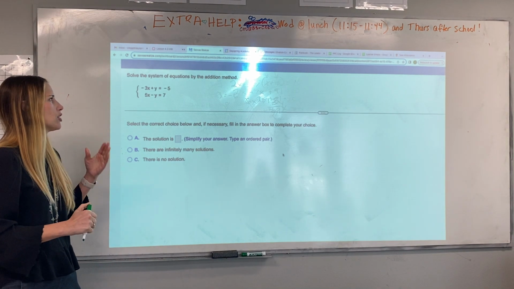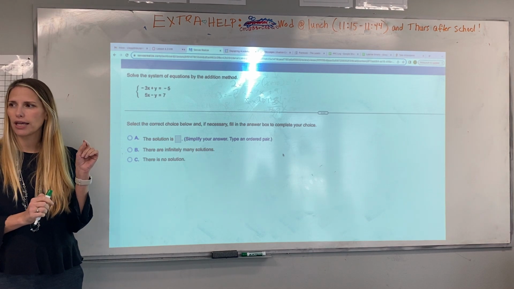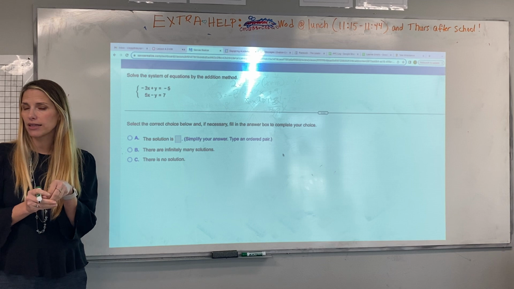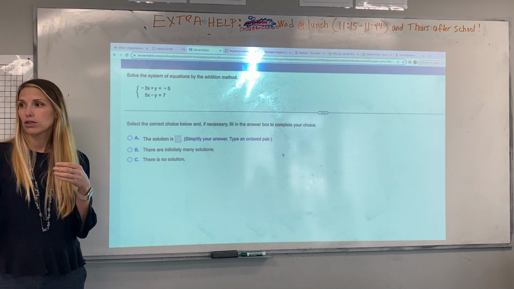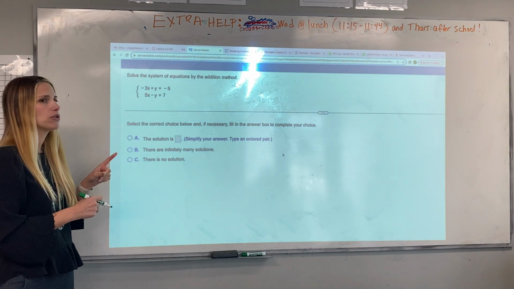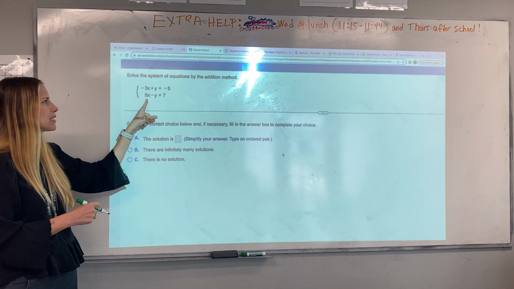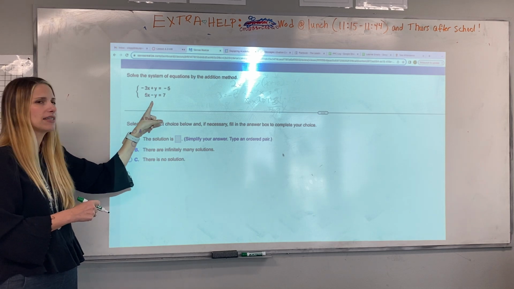Now, do I have to multiply any of these equations in order to get a term to cancel out? You are correct. We do not have to. Because if you take a quick look at these equations, just compare your terms. I see a positive y and a negative y.